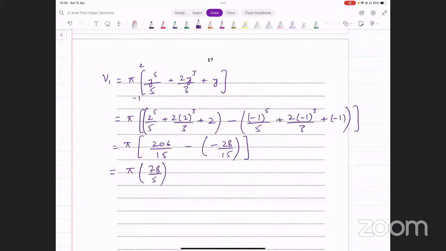There may be a sign mistake in this. I input this wrongly in the calculator. Let me put that in again. I have an older version lying around at this point. 2 raised to power 5 is 32. 32 divided by 5 plus 16 divided by 3 plus 2. Yeah, so that's correct, 206 over 15. The second one gives us -1 divided by 5 plus, no, -2 divided by 3 minus 1. That's -28 over 15. Yeah, so I think this is fine. 206 plus 28, that whole thing divided by 15, is 78 over 5. That's what I'm getting, 78 over 5. Okay, so that is what I'm getting from this.